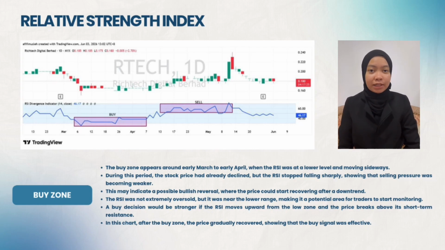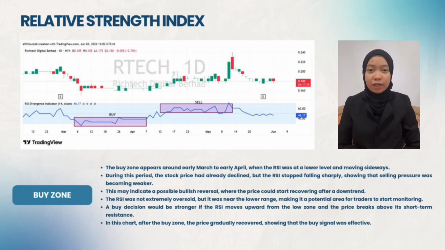RSI is a momentum indicator that helps traders identify whether a stock is overbought, oversold, or moving in a neutral condition. The RSI value moves between 0 and 100. Usually, when RSI is above 70, it means the stock may be overbought and the price could fall soon. When RSI is below 30, it means the stock may be oversold and the price could rebound. In this chart, I am analyzing the stock movement of Richtag in Digital Berhad or RTAG using the daily chart. The RSI helps us identify possible buy and sell zones based on the strength or weakness of price momentum.